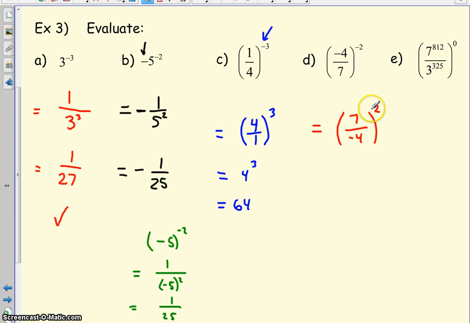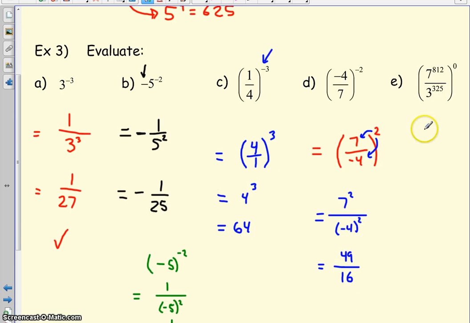So what we can do now is remember, if you have a fraction to an exponent, you can apply the exponent to both the numerator and the denominator. So this is the same thing as 7 squared over negative 4 squared, which we can then simplify. So 7 squared is 49. Negative 4 all squared is positive 16.